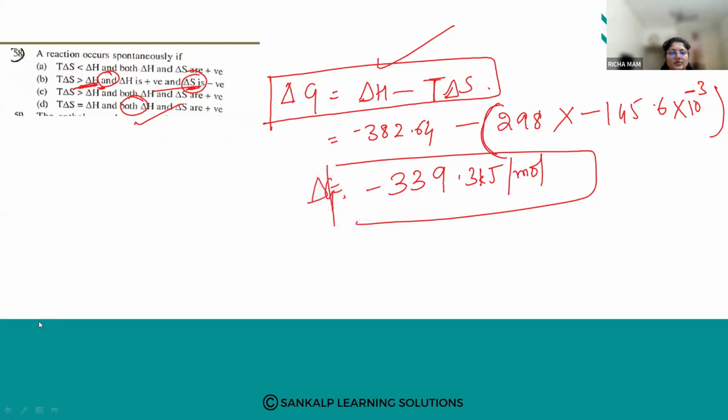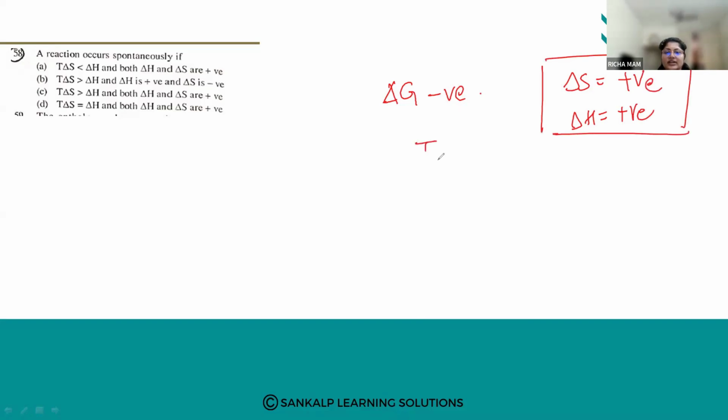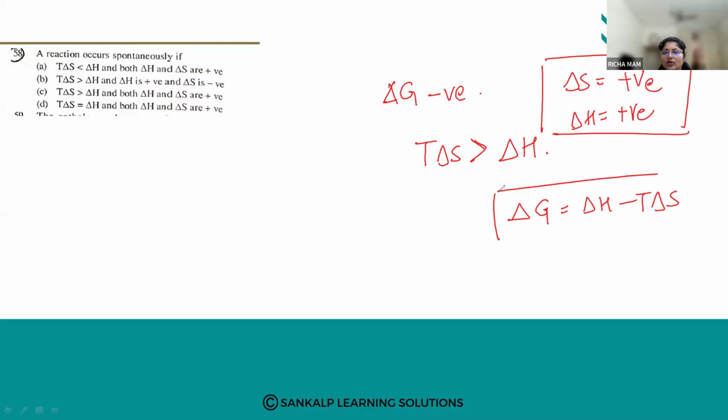Let us go for the next one. A reaction occurs spontaneously if. For a spontaneous reaction, we know that delta G should always be negative. So when is it possible? If delta S is positive and delta H is positive, then delta G will be negative. That is, T delta S should be greater than the change in enthalpy, because we know that change in Gibbs energy is equal to delta H minus T delta S.